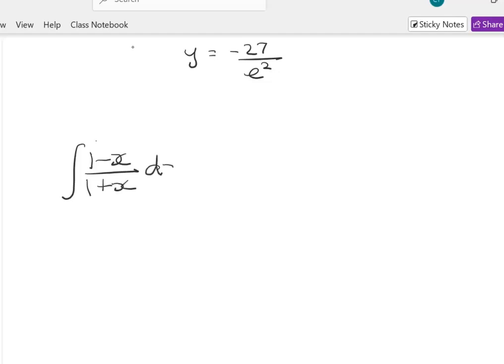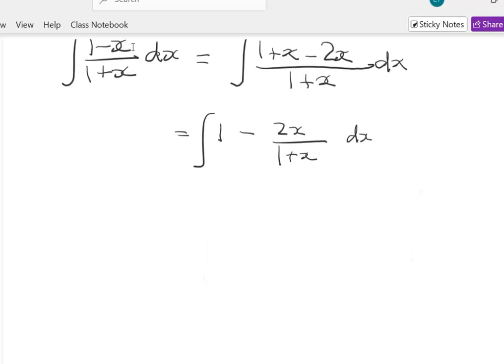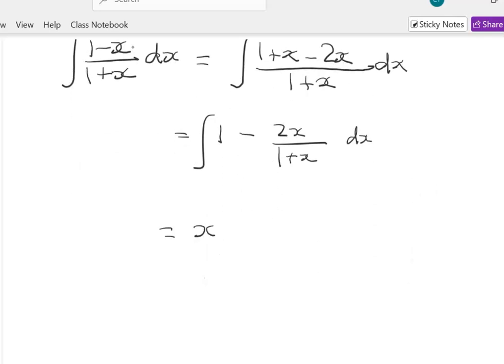So if I'm looking at the integral of 1 minus x over 1 plus x dx, usually the way that I would do it is I would force in that 1 plus x up the top, and then I would take out 2x. And if I do that, I'm going to get 1 whole minus 2x over 1 plus x dx. And that 1 is very easy to integrate. I get x minus, now we're working with 2x over 1 plus x dx.